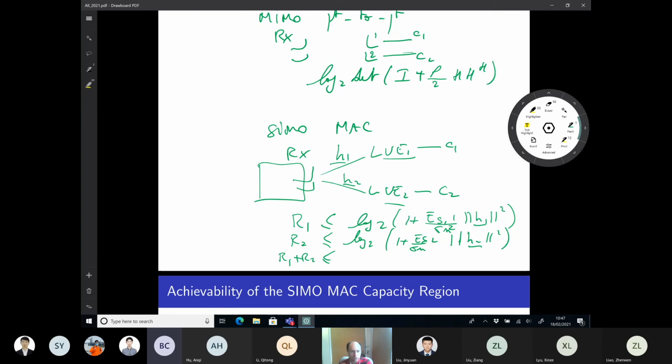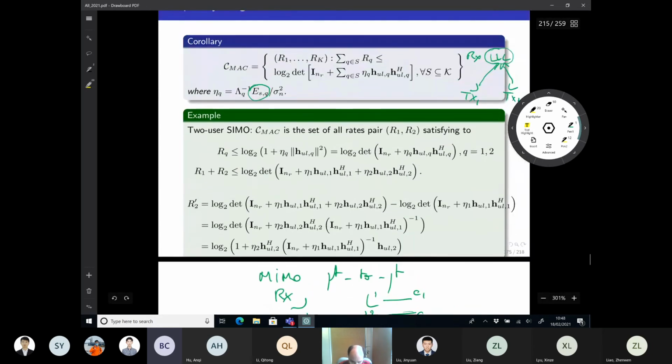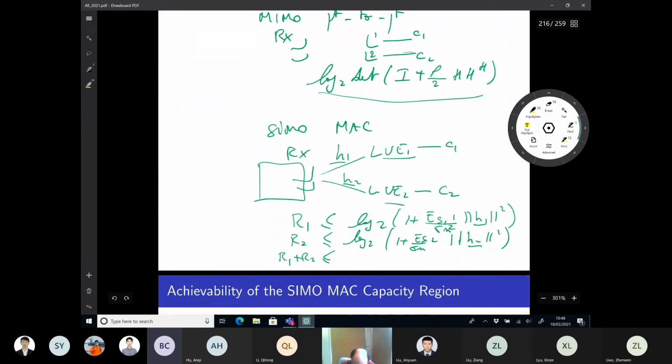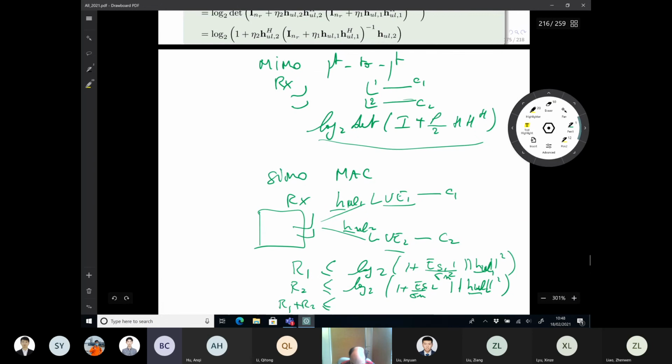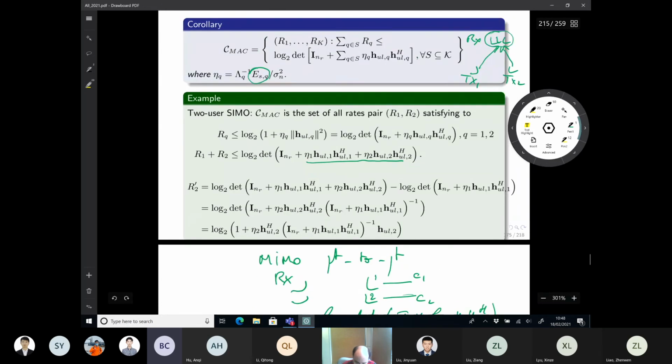What is the sum rate here? Well, what would be the sum rate? You can view this as what we had here, right? We had a kind of log2 det of I plus this. So this is what I'm writing here. Let me take the same notation. So I have here uplink 1 and uplink 2. This is the rate of user 1 and the rate of user 2. This is actually the rate I have here, the rate of user Q.